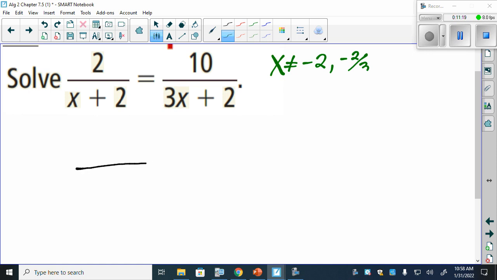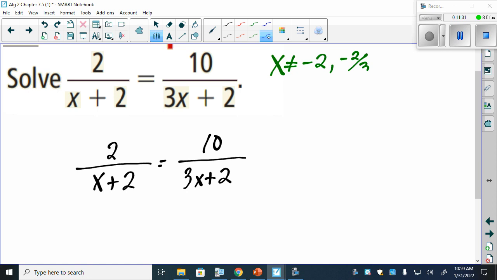Let's go on and work this equation here. So the first thing we need to do is really to get these fractions to simplify away. Because if we don't have to worry about the fractions, we can go on and solve for the value of x a little bit easier. So what would I need to multiply the 10 over 3x plus 2 by to get the denominator to simplify out? Well, 3x plus 2. And what I do to one side, I have to do to the other. So the 2 over x plus 2, we need to multiply it by what? x plus 2.